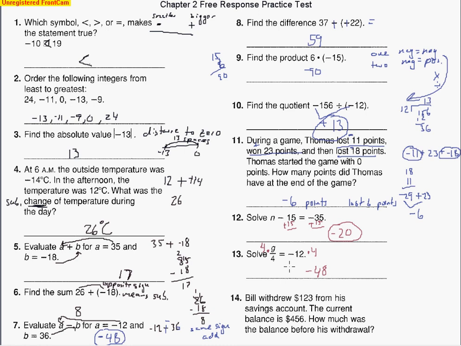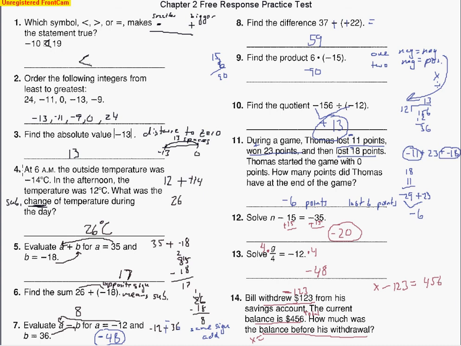It says Bill withdrew $123. Withdrew means take away 123 from his savings account. The current balance, so this is what the total is right now, that's after he withdrew the money. How much was the balance before withdrawal? Okay, so here's how we set it up. Here's the unknown, so balance before withdrawal. I'll say x equals that amount. So x, and then withdrew $123 equals 456.